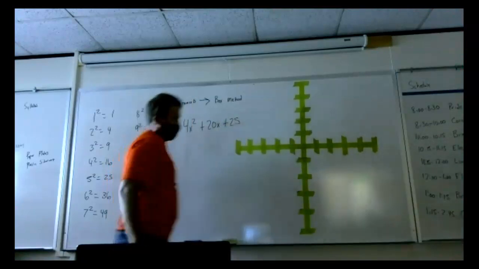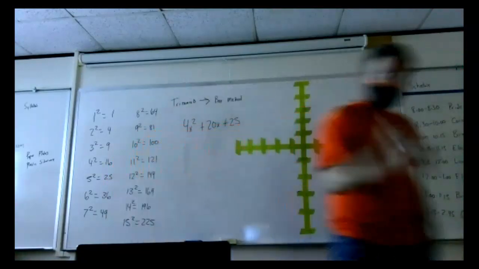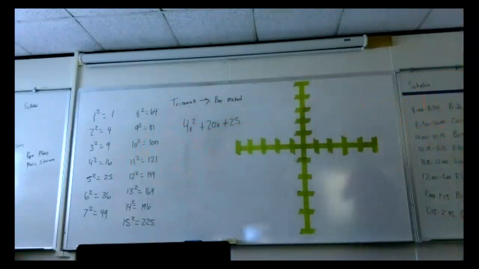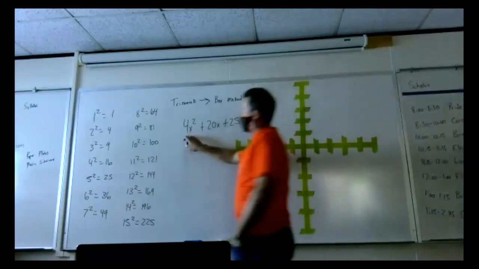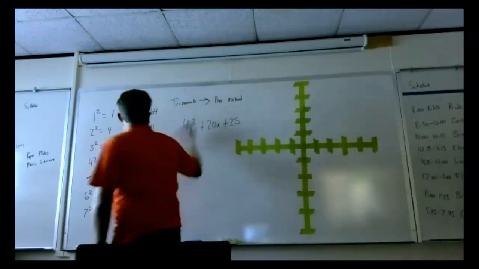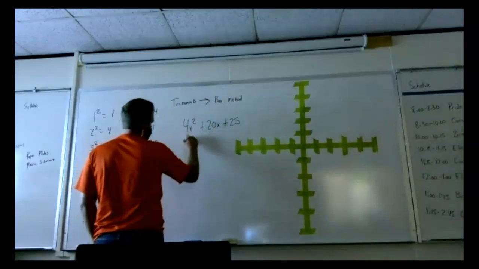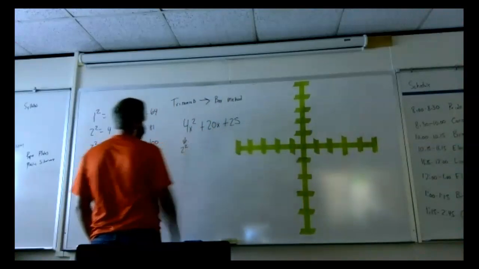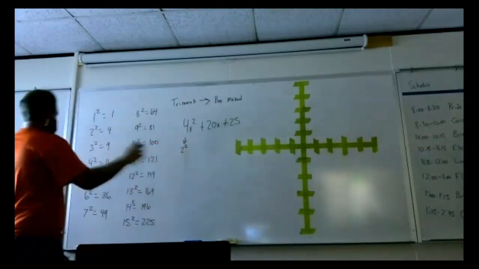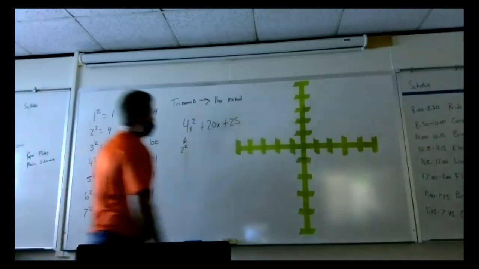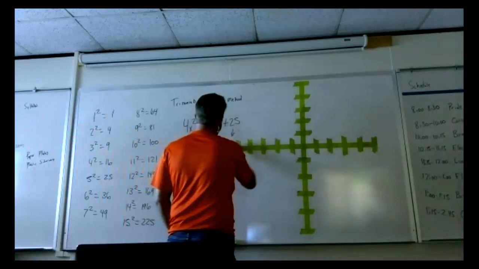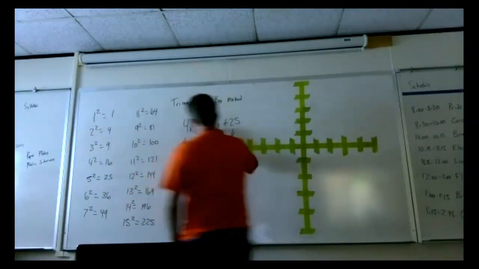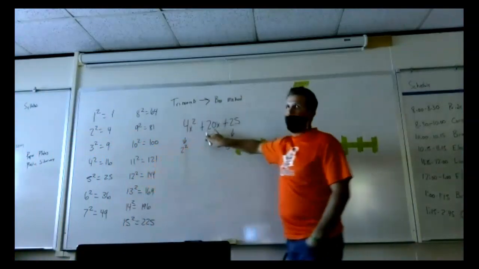So we'd examine the problem and we'd say, hey, I think this fits one of my special trinomials. So I'm going to double check. 4 as a coefficient is a perfect square. The square root of 4 is 2, so that could be 2 squared. 25 is a perfect square. Could be 5 squared.